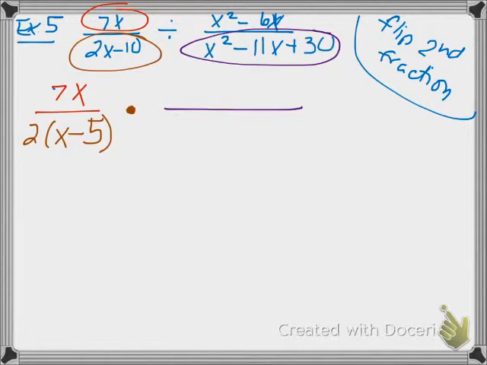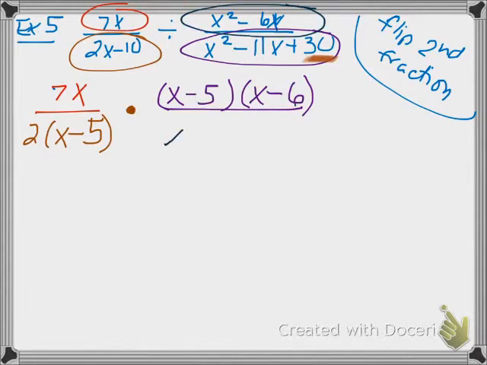I need two numbers that multiply to 30 but add up to negative 11. At this point, I know it has to be 6 and 5. 6 and 5 multiplies to 30. Now, it's a positive 30, so they both need to be the same sign. Because it is a negative 11 in the middle, I should know both are negatives. So I should have x minus 5 and x minus 6.